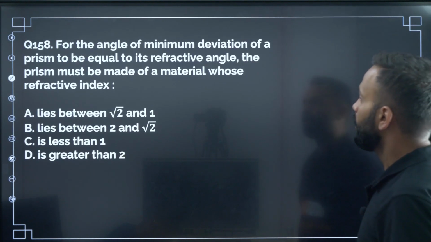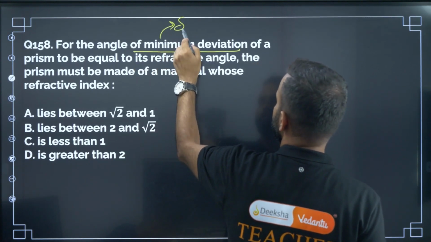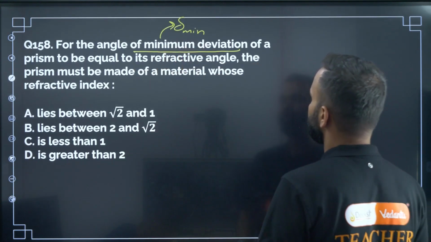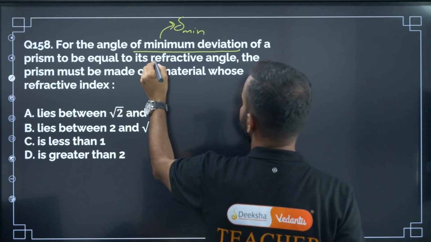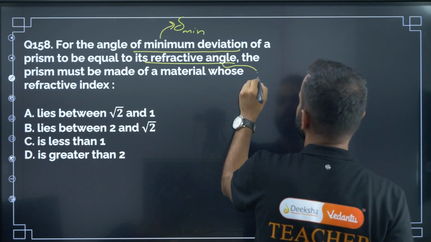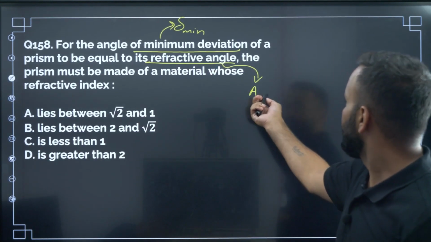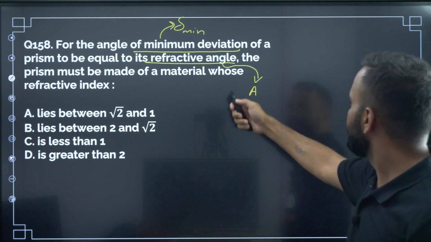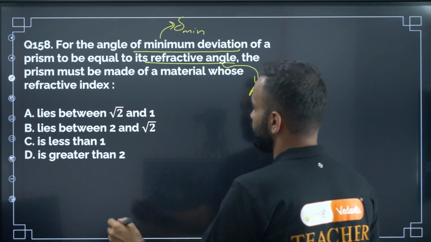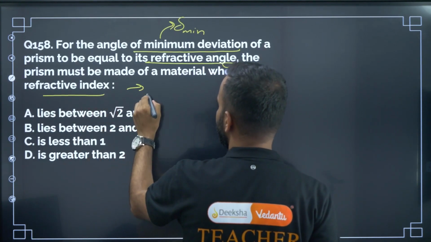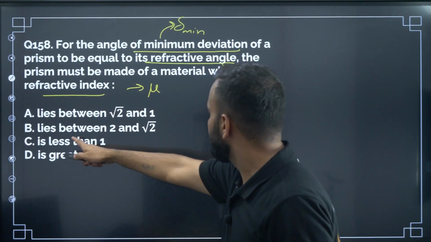158th. For the angle of minimum deviation, that is delta minimum, for the angle of minimum deviation of a prism to be equal to its refracting angle, that is prism angle (prism angle can be called the refracting angle), the prism must be made of a material whose refractive index, that is, we need to find the value of mu. Look at the options here.